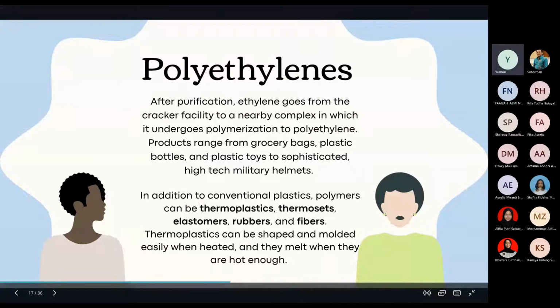Polyethylenes. After purification, ethylene goes from the cracker facility to a nearby complex in which it undergoes polymerization to polyethylene. Products range from grocery bags, plastic bottles, and plastic toys to sophisticated high-tech military helmets. In addition to conventional plastics, polymers can be thermoplastics, thermosets, elastomers, rubbers, and fibers.